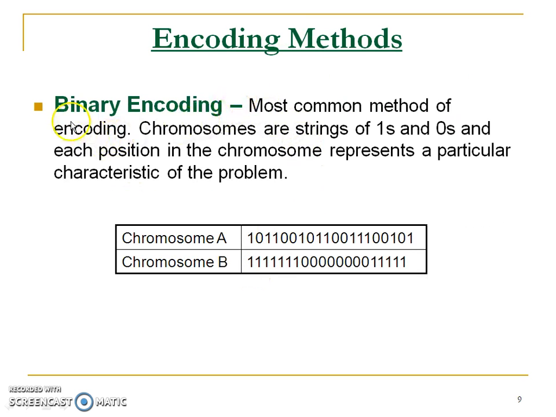Encoding method: one popular method is binary encoding. In this case, the solution, that is each chromosome, is represented in the form of a binary string. All these values are either 0 or 1. Here are two examples, chromosome A and chromosome B. These are two different solutions.